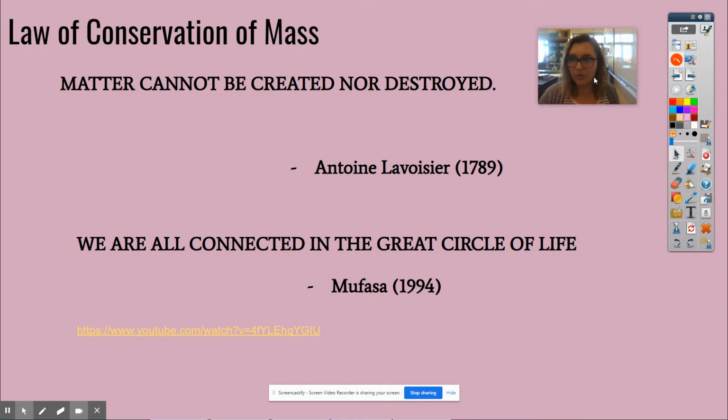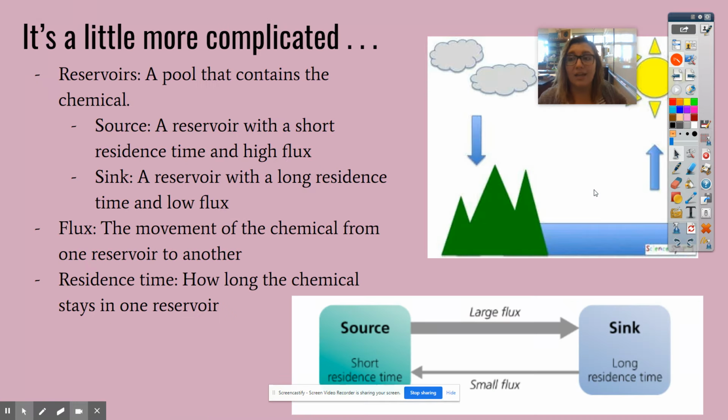All right, so quick review. Antoine Lavoisier said matter cannot be created nor destroyed. This is the law of conservation of mass or law of conservation of matter. This is why we have nutrient cycles in the first place. As we said yesterday, Mufasa said this, I think a little more eloquently, we are all connected in the great circle of life. And that connection is the matter cycles, biogeochemical cycles.